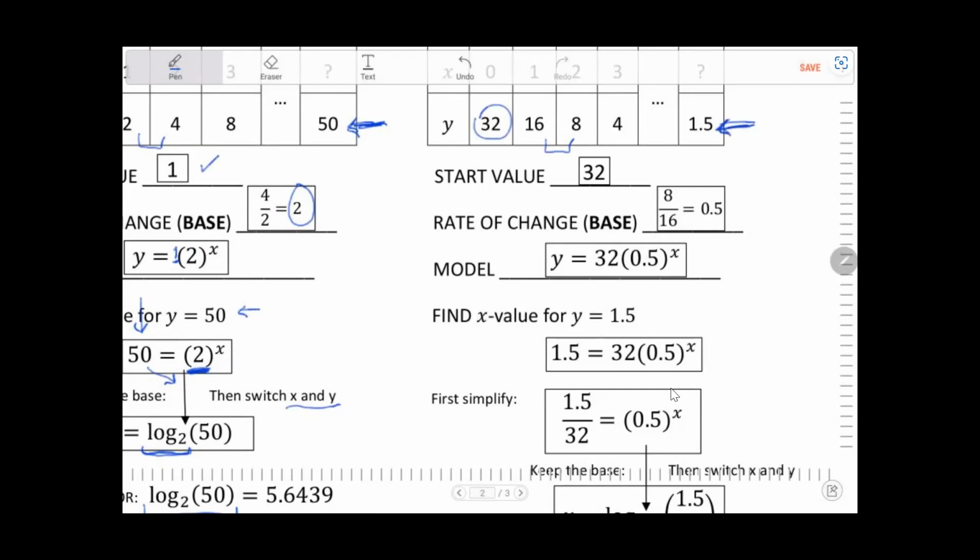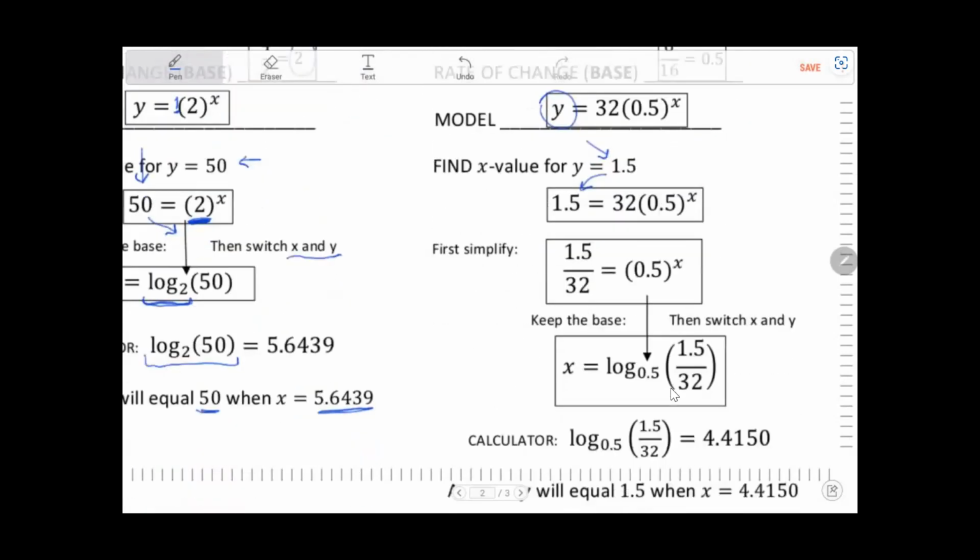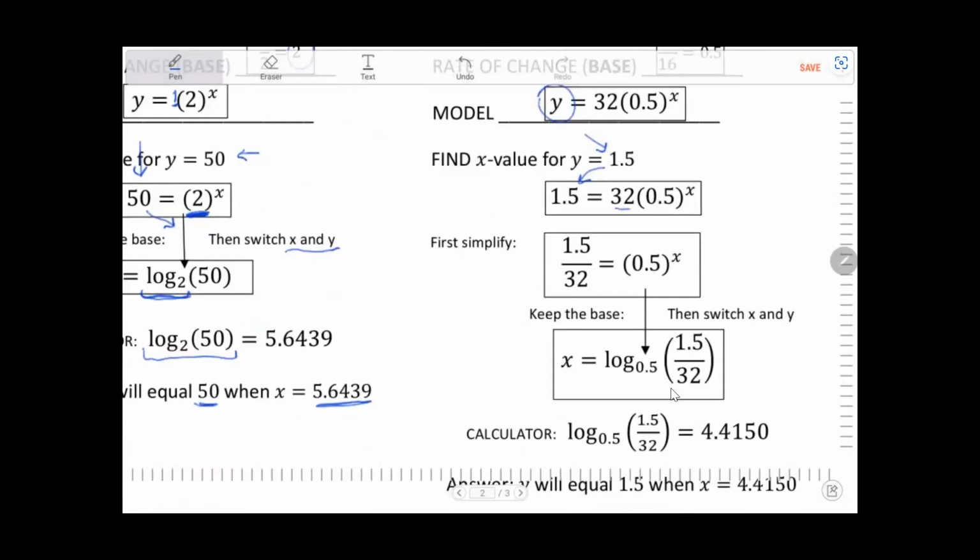So I'm going to change y to 1.5. And I'm going to do the same thing, except first, notice I have this 32 in front. So I can't change this to a log while 32 is in front of my exponential. So the first thing I have to do is simplify this. Notice I divided both sides by 32. Also notice I left this as a fraction because I don't really need to change it, you'll see.